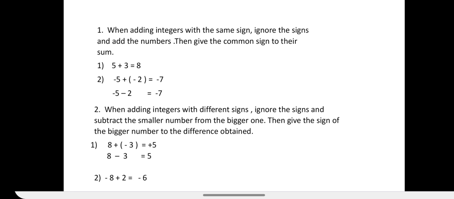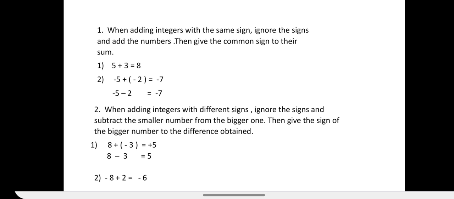Point number 2. When adding integers with different signs, ignore the sign and subtract the smaller number from the bigger one. Then give the sign of the bigger number to the difference obtained. First example, 8 plus -3 is equal to 5. So 8 plus minus 3 is equal to 5, and the bigger number is 8. What is the sign for that? Plus. So you need not write the plus sign.